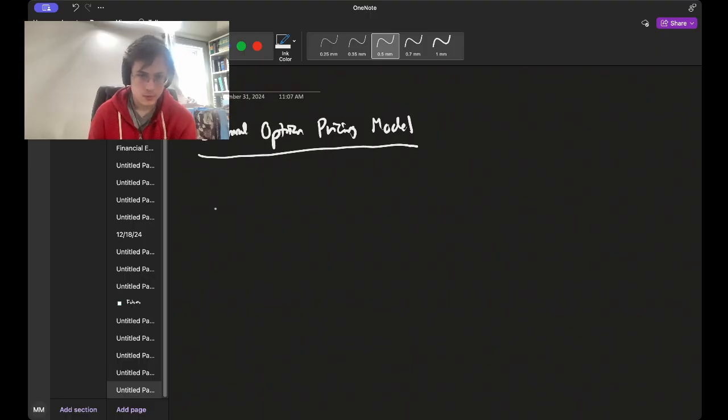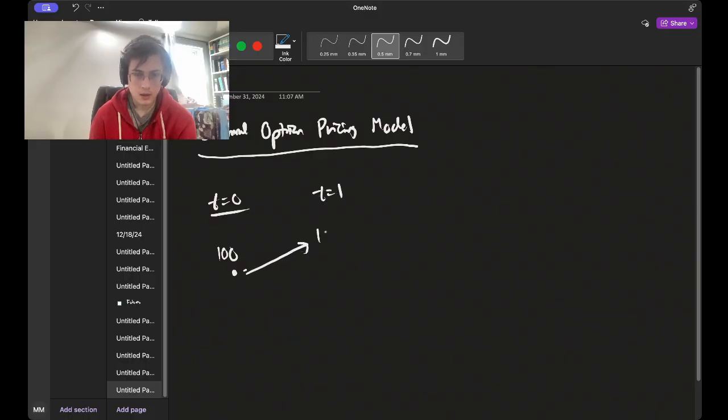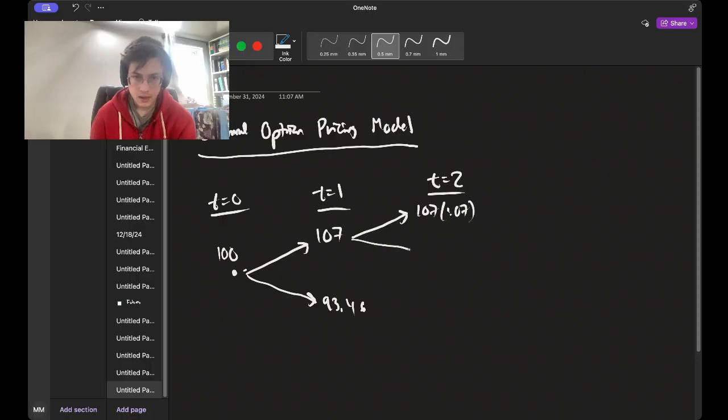Well, suppose we are here at t equals 0 and we have a stock. It has initial price 100, okay? And in this model, at t equals 1, the stock can only go two places. It can only go up to 107 or it can go down to $93.46, okay? Now at t equals 2, the same thing happens. It can either go up to 107 times 1.07, or it can go down back to 100. Okay, and same thing happens from this situation. Okay, 93.46 divided by 1.07.